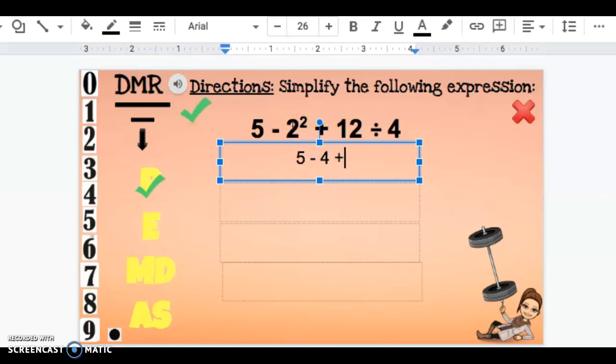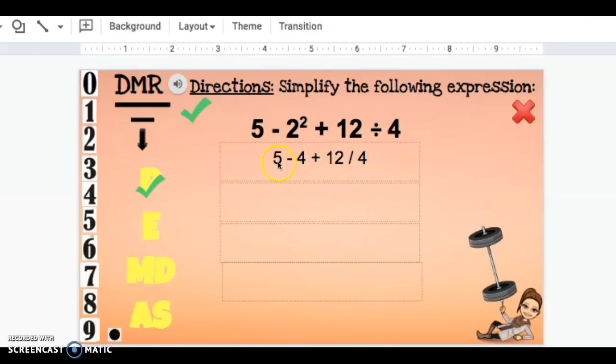Then I write plus, because I didn't touch that plus. I didn't touch the 12. And division, I do a slash, and then 4, because I did not touch 12 divided by 4, and I did not touch the 5 minus. Okay, so now I'm looking at my new equation, or I'm sorry, expression: 5 minus 4 plus 12 divided by 4. Done with exponents. There is none.